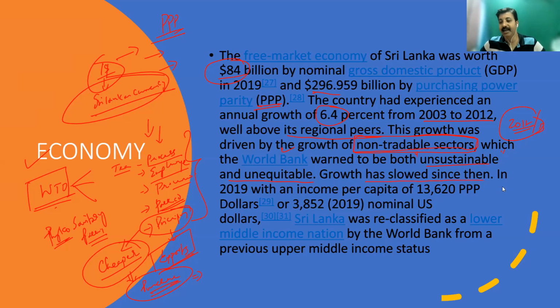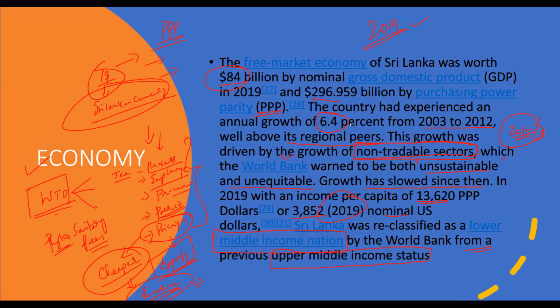The growth has slowed since then. You got the point. After 2012-13, the growth started coming down. In 2019, income per capita was around 13,620 as per the PPP model, and 3,852 in nominal US dollars. Sri Lanka was reclassified by the World Bank as a lower middle income nation from its previous upper middle income status. When it happened in 2019 itself, they announced that they were scaling down your status from upper middle income to lower middle income. Why? Because you are not following international rules and regulations, which are normally imposed by the WTO.